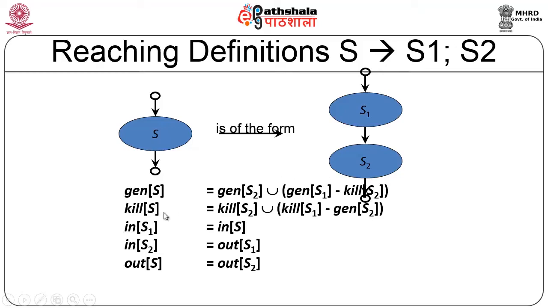Similarly, kill of S will be kill of S2 union kill of S1, but whatever is getting killed at S1 could be generated by S2 also. So, kill of S2 union kill of S1 minus gen of S2, that is going to be the situation. Now, in of S, the input to this block, is nothing but input to S1, and out of this block is nothing but out of S2 only. Okay. And one more tagging is in of S2 will be out of S1. Okay. That is also going to be another situation.